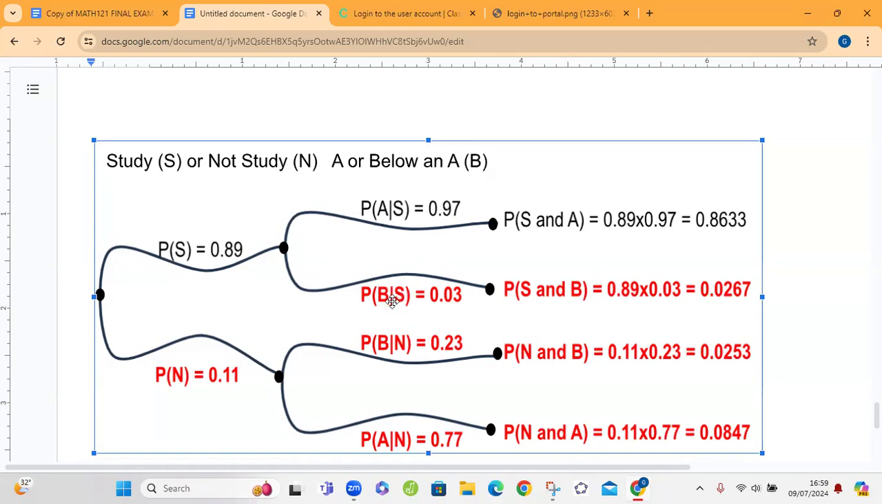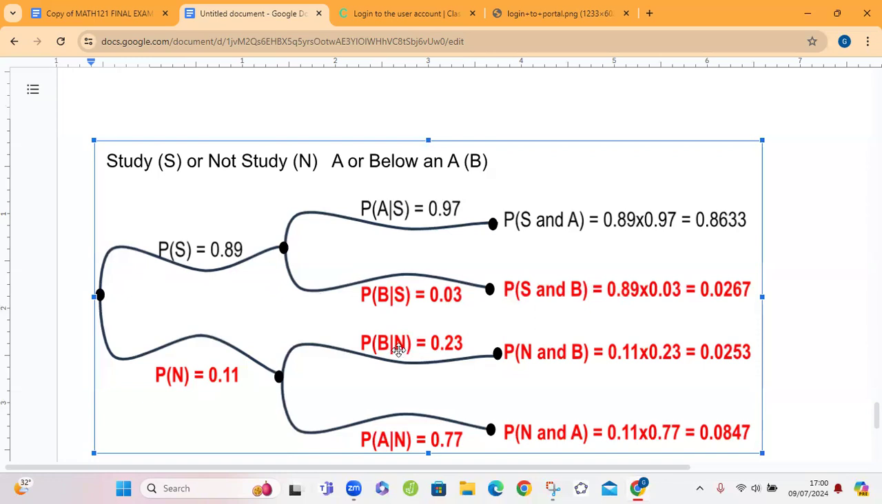If he studies, the probability of him getting a B is 0.0. And below an A, sorry, is 0.03. Okay, so you can clearly see that given that he studies, or after he studies, either an A or below an A, it branches from the probability of him studying.